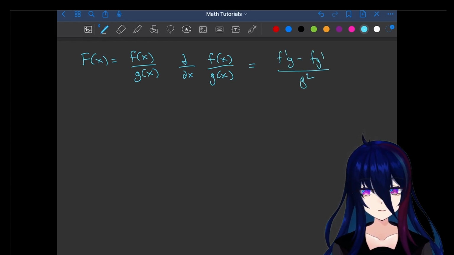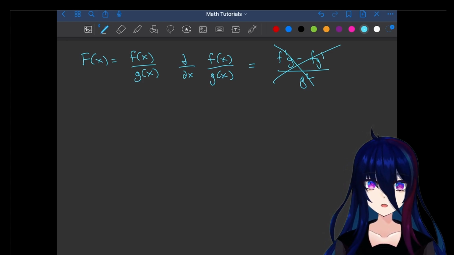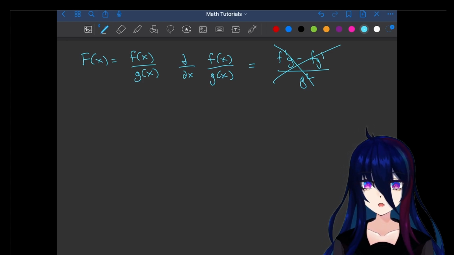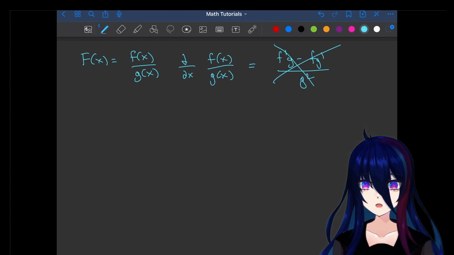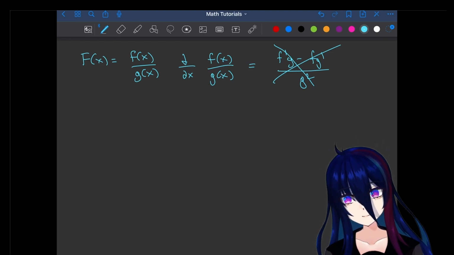Never use this. It's horrible. I hate it. Don't bother. Why? Because subtraction and division are not linear, and they get in the way and are stupid and dumb. So instead, let's use something else. Let's try turning this whole thing into a product rule.